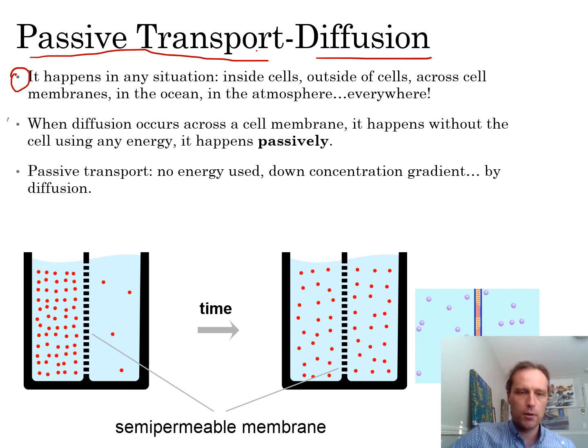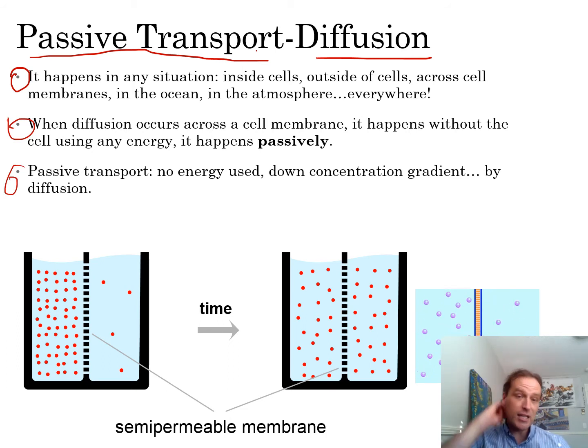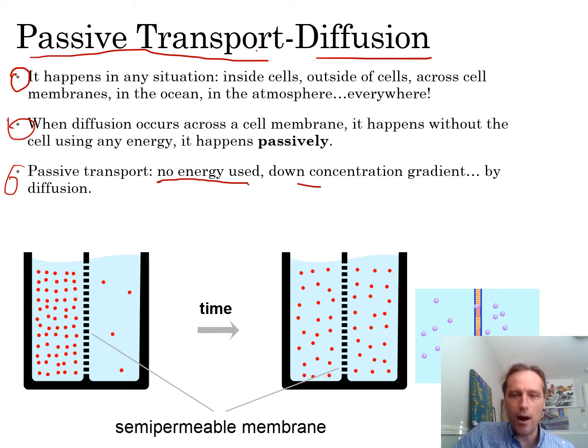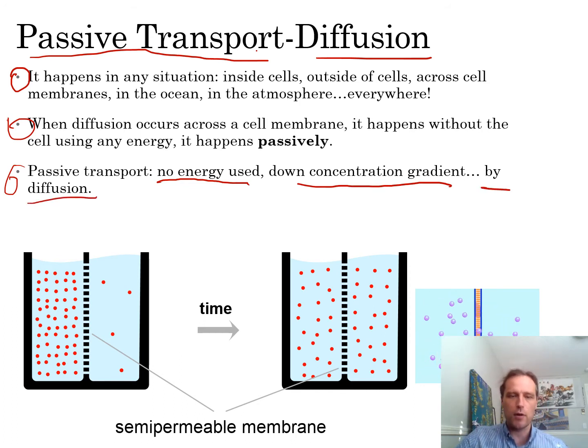Bullet number 2. When diffusion occurs across a cell membrane, it happens without the cell using energy. So we call it passive, no energy used. Great. Passive transport, no energy used. This is the definition of passive transport, by the way. It is 2 things. No energy used, and it is down concentration gradient. So yeah, by diffusion, because diffusion is always down concentration gradient.